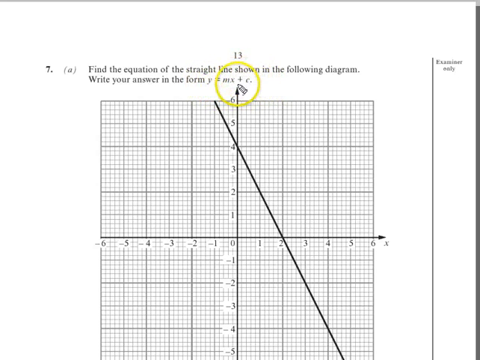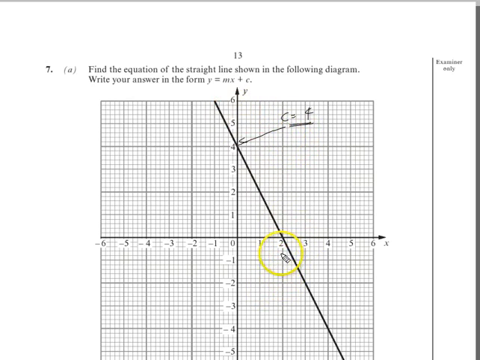This c is the intercept, so you just have to read off where it cuts the y-axis. And m is the gradient. Now the gradient, we'll say a bit more about that maybe, but c is certainly easy to do, isn't it? So let's do c first. We can see it cuts here at 4, can't we? So c equals 4. That's the intercept.